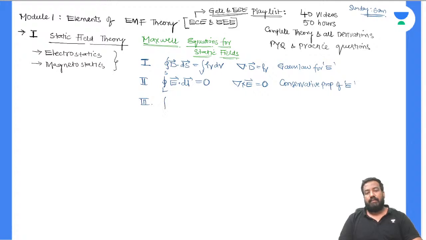Third equation, Ampere's law. Closed integral of H dot dl is equal to surface integral of J dot dS. Differential form: del cross H is equal to J. Source: Ampere's law.